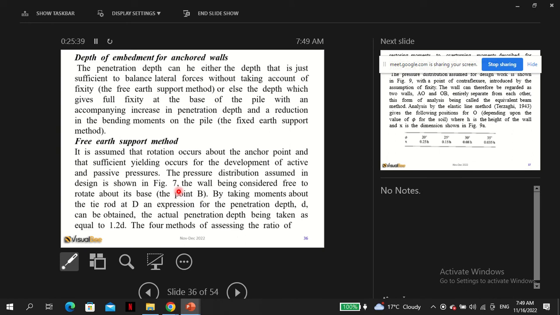Okay, so then we talk about the free earth support method. It is assumed that the rotation occurs about the anchor point and that sufficient yielding occurs for the development of active and passive pressures. The pressure distribution assumed in design is shown in figure 7.